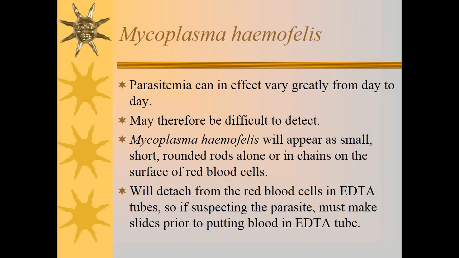Caution is needed when submitting a sample of suspect feline blood to the laboratory for diagnosis. Why? Mycoplasma haemofelis will detach from the red blood cells in EDTA tubes, so, if suspecting the parasite, one must make slides prior to putting blood in EDTA tubes. Other infectious agents can be found in red blood cells but are usually very difficult to see. These include Babesia canis, a large oval to pear-shaped parasite, and Anaplasma, a disease-causing organism in dogs and cattle.